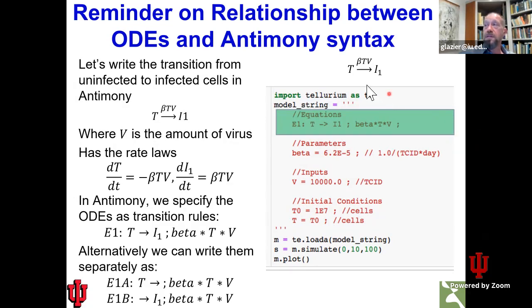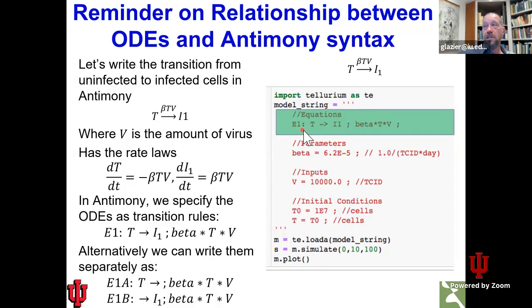What we're trying to write is this very simple model. T goes to I1 at a rate beta times T times V. Antimony was designed to write chemical reactions and mass transformation. If we write this as an ordinary differential equation, we have two of them, one for T and one for I1. The fundamental concept in Antimony is a transformation law with an arrow. It's trying to look like an arrow diagram. And so we're going to write that there's a reaction or an equation E1, which is T turns into I1.